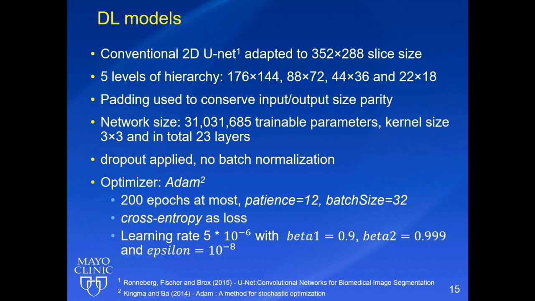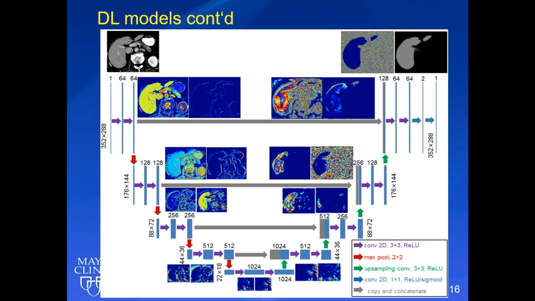So what we use for training is a U-Net, a 2D U-Net adapted from Ronneberger. We use padding so the size is not further restricted with the lowering pyramid levels. All working with cross entropy as loss and Adam optimizer.